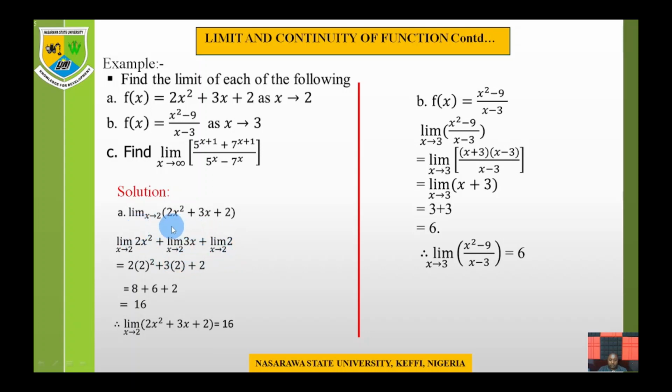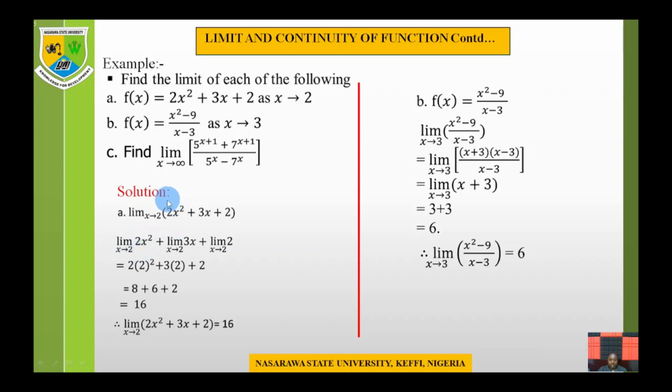Why we divided it this way is that the limit of a sum is the sum of the limits. So if you have a function that is a sum of different functions that can stand on their own, you are allowed to take their individual limits, and then at the end of the day you add all the limits.